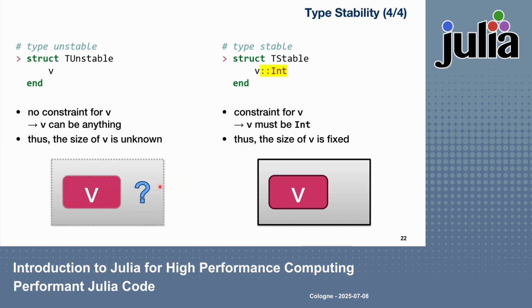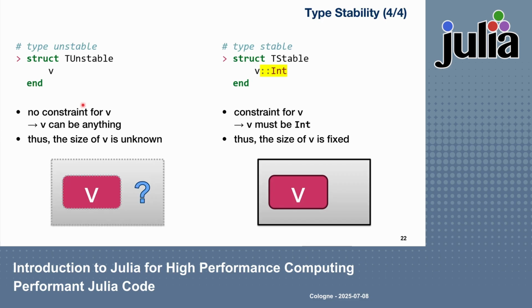Yes, this is the very last slide for this type stability. You may have the question: why is this type unstable, and why is this type stable only by adding this double colon Int? If we compare that, you can think about a structure in Julia like a container, right?